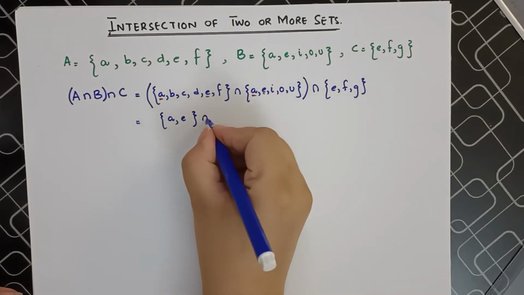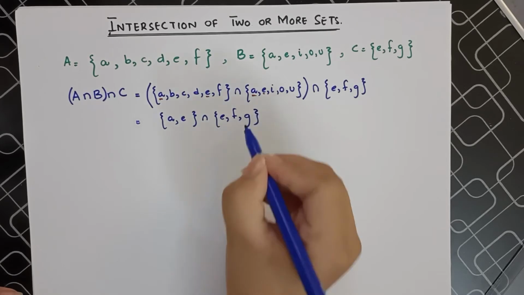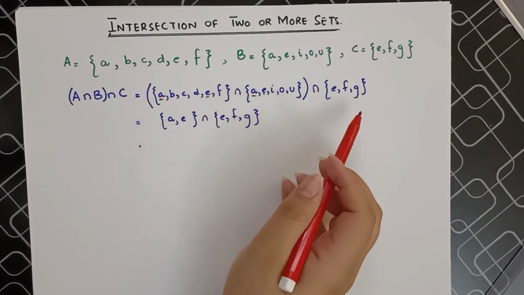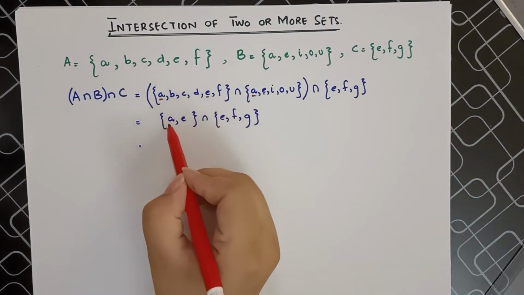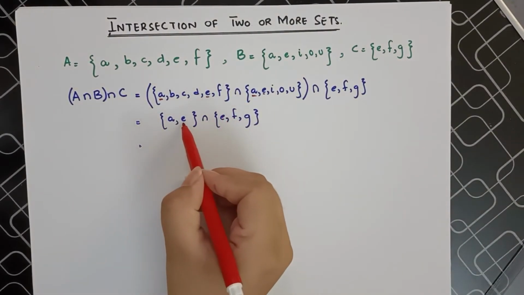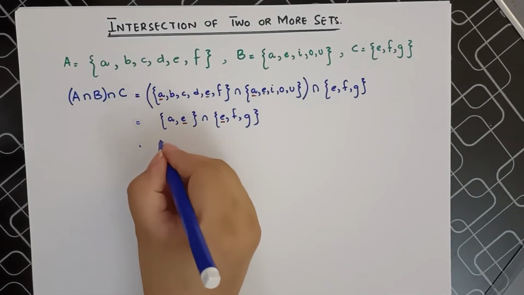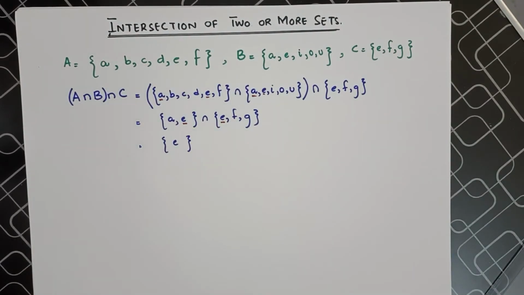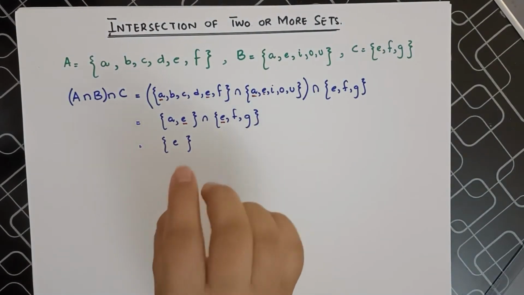Now we're going to write the C, which is E, F, G. Now we have to look for the commons between the remaining C set and the intersection we solved for the sets A and B. Now A is not present here, but E is present here. So the common between these is E. So we're going to write E here. Now the basic concept of solving is this because we have to find out the common between the three sets.